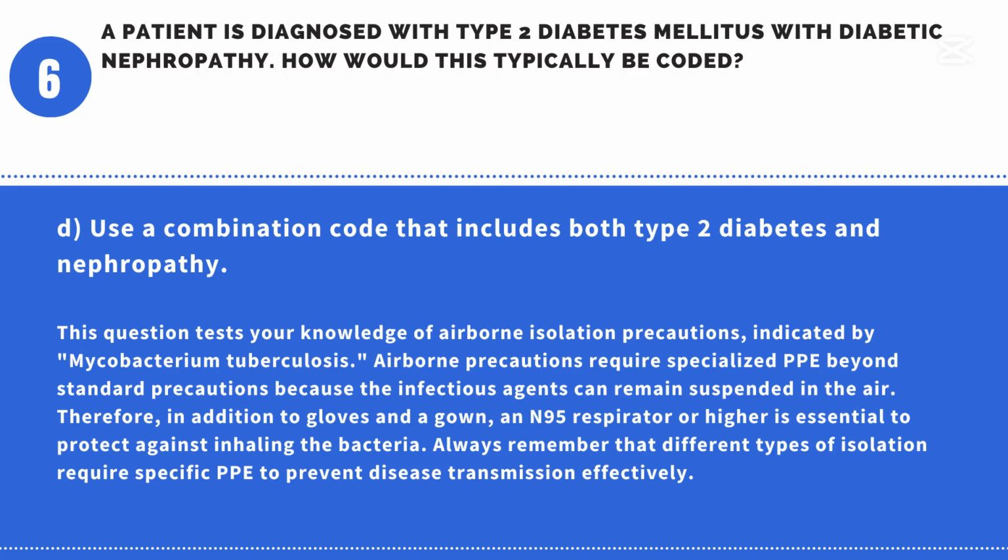Diabetes with complications like nephropathy is a classic example where a single code captures both the underlying condition, diabetes, and the associated complication, nephropathy. Using the specific combination code ensures accurate and complete reporting of the patient's complex condition. Look for codes titled "with" to identify these important combination codes.